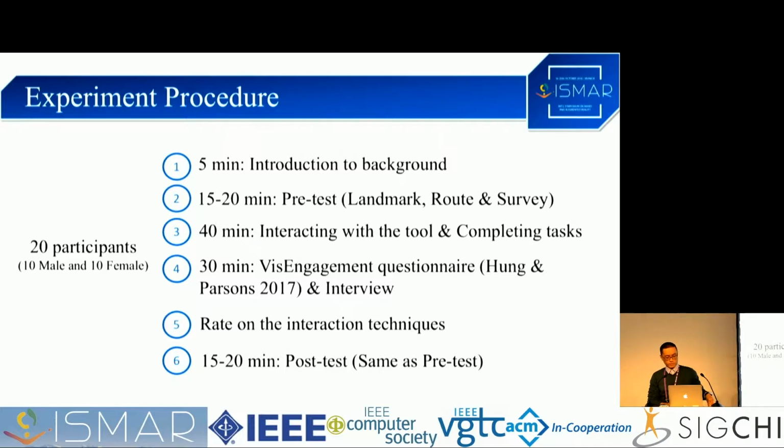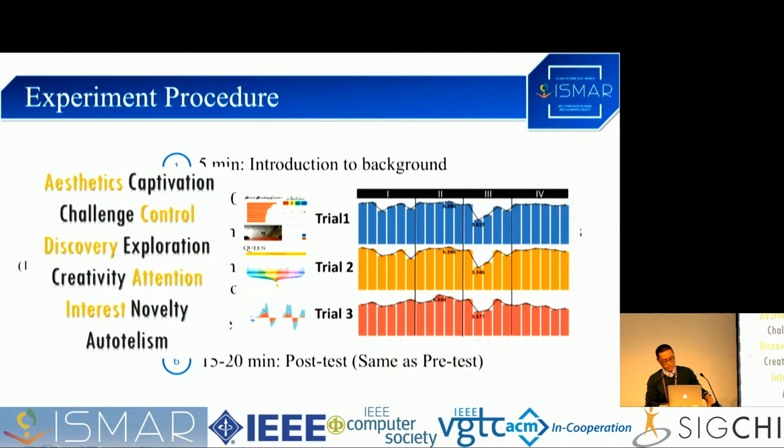And then participants spent 30 minutes to complete the Vis Engage questionnaire. It was designed in 2017 by Dr. Cousins from Purdue University. And it can visualize participants' engagement from 11 different categories, like here, statics, activation, challenge, control, and something like that. And the final result can be visualized through a bar chart on the right.